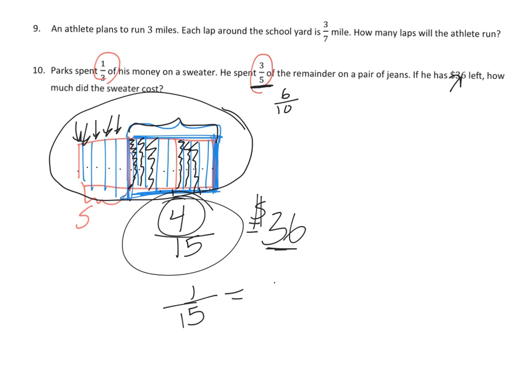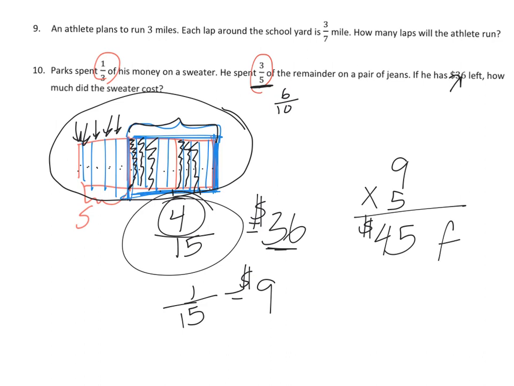So 36 divided by 4 is 9. So each of those 15ths is $9. Each of those boxes is $9. So I need to know how much the sweater costs. How many boxes was it? 1, 2, 3, 4, 5. So I'll do 9 times 5 because there's $9 in each of those boxes for $45.